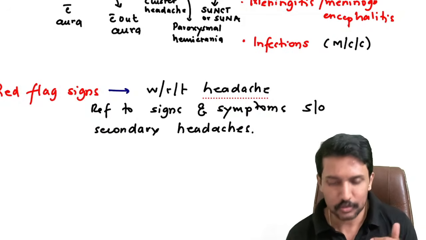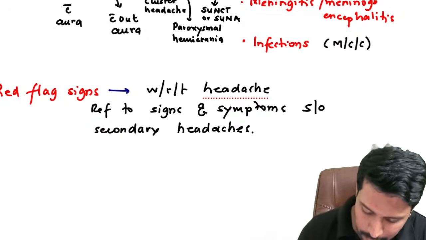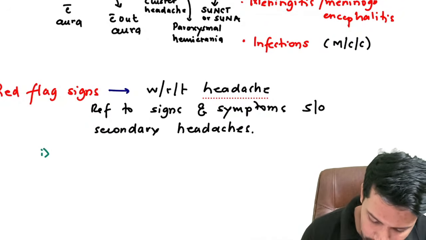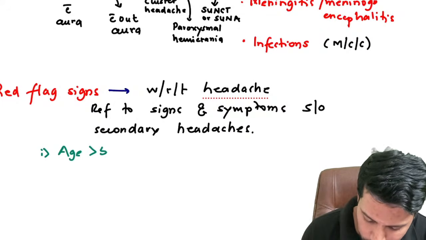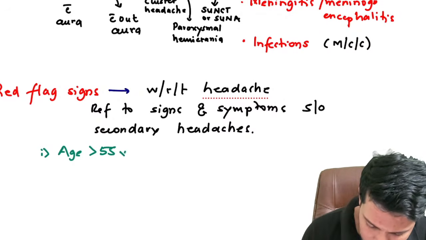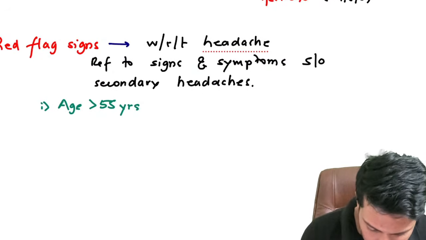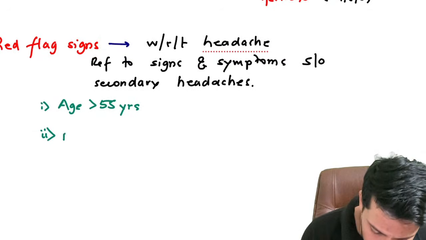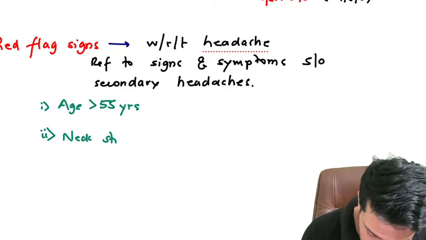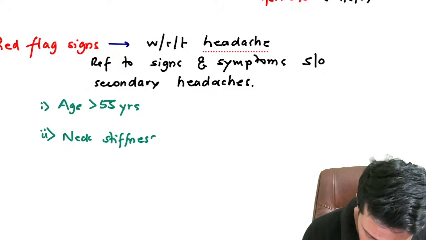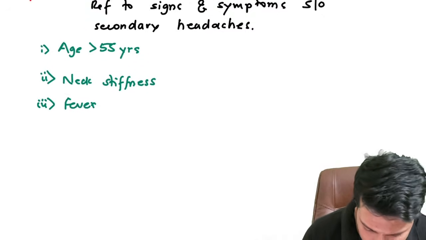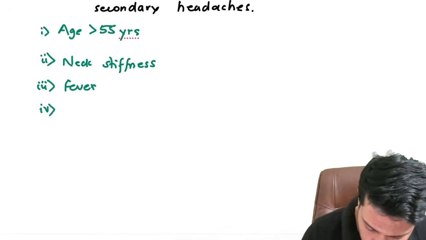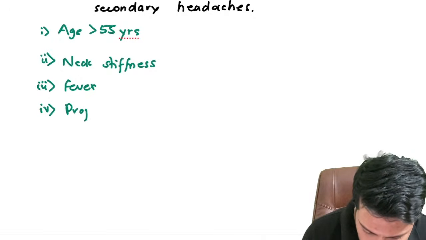So let us make the list of those red flag signs. The first red flag sign that I want you to remember is age more than 50, or if you want, you can write 60 as well. Right? Age more than 50 to 55 years. This is one red flag sign. Second, presence of neck stiffness. Presence of fever is a red flag sign along with headache. Then the fourth one is presence of projectile vomiting.